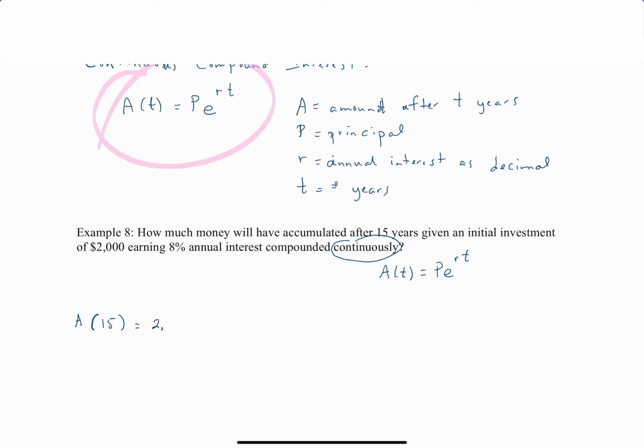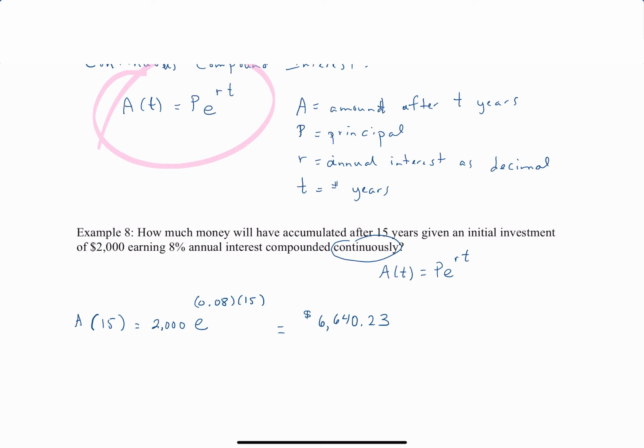So I put in P, the initial investment of $2,000, and then I have e to the r. Now r is 8%, but we need to use that in decimal form, so we've got to do 0.08. You can't do just 8. And then the length of time we're interested in is 15 years. So that gives us approximately $6,640.23.